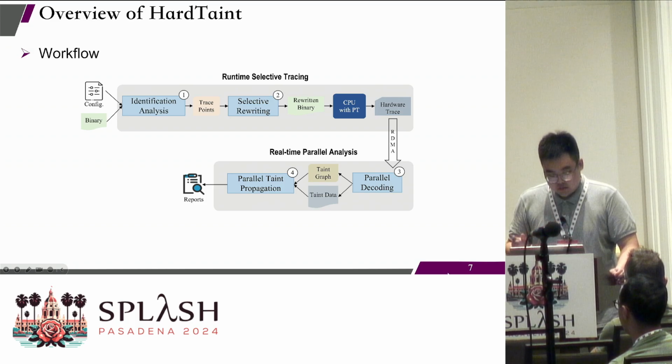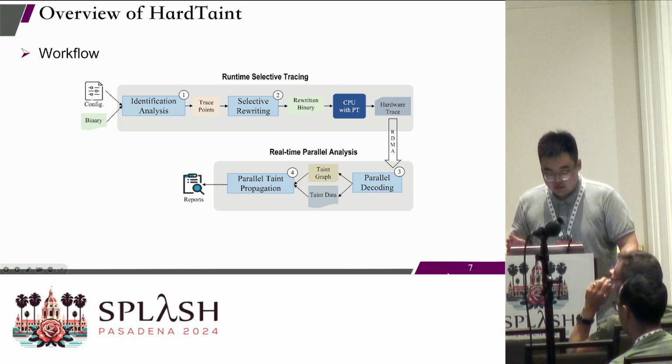In real time, we use a high-speed RDMA network to immediately transfer the generated trace data to another host for parallel decoding and parallel taint analysis. We consider the time gap between when the trace generation ends and when the taint propagation completes as the analysis latency.